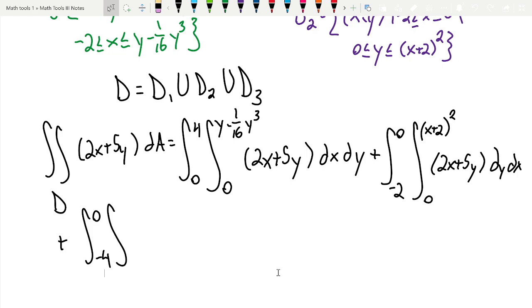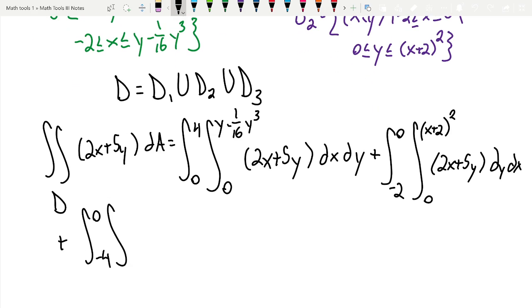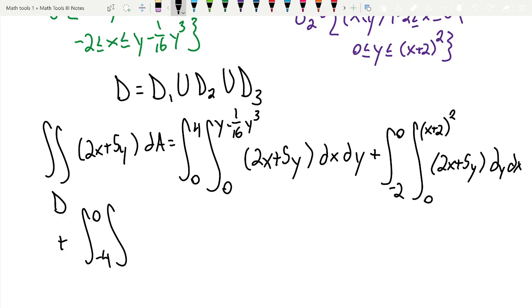And hopefully it's clear by now that you want to do the variable bounds as your first integral, because then you'll end up with just a number rather than having a variable in it. And also geometrically, that's what makes sense to do. Like I said, you define the region first and then you fill it in. But even without taking that into account, the math isn't really going to work out if you do it the other direction without changing the bound. So anyway, -4 to 0, and then -2 to y minus 1/16 y cubed, 2x plus 5y, and that's going to be dx dy.